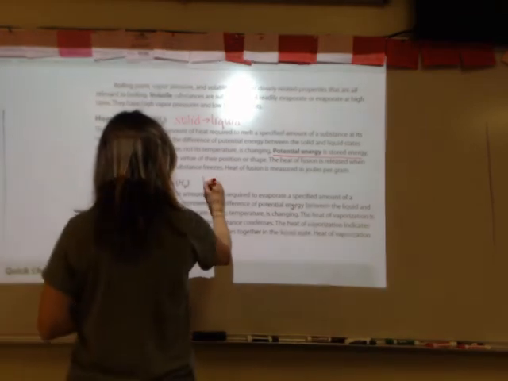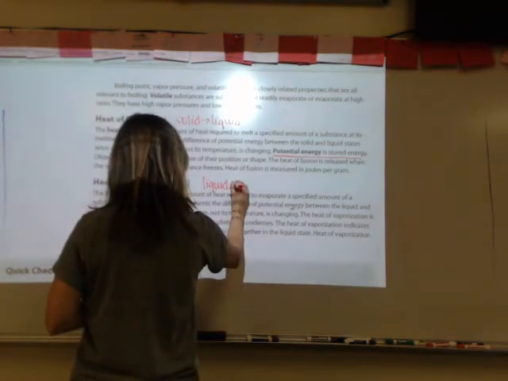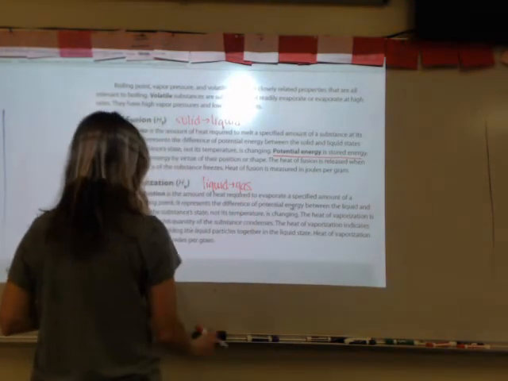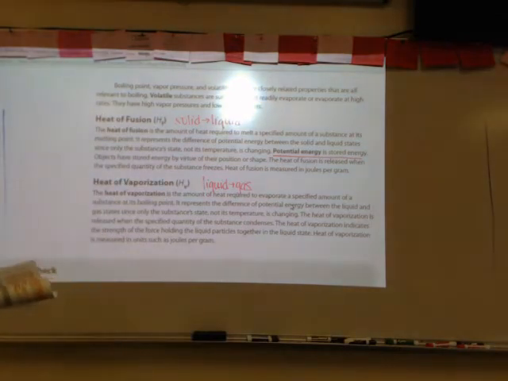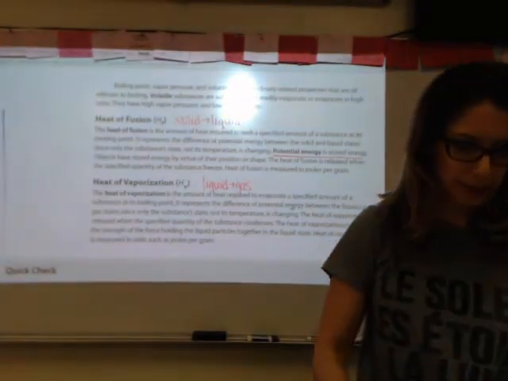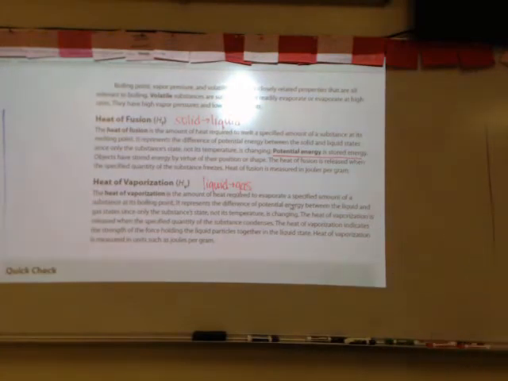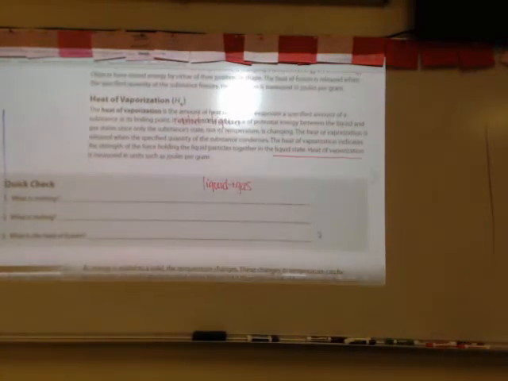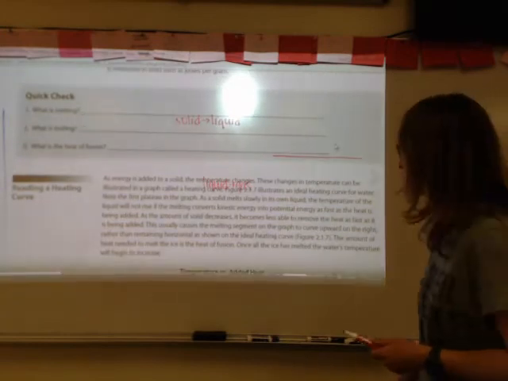The heat of vaporization has to do with the liquid to gas phase change, and this is the amount of heat required to evaporate something at its boiling point. It represents the difference of potential energy between the liquid and the gas phases, and it is released when a specific amount of something condenses, and it indicates the strength of the force holding the liquid particles together in the liquid state. This is also measured in joules per gram. Let's take a look at the quick check.